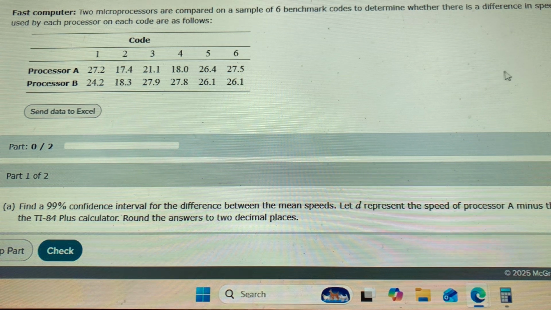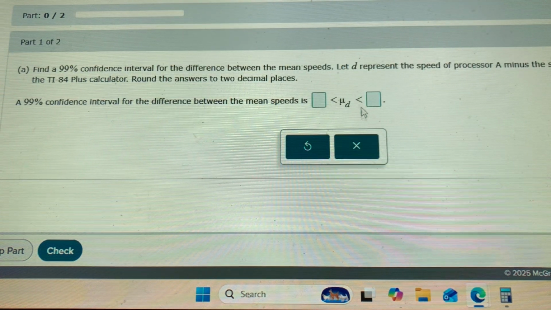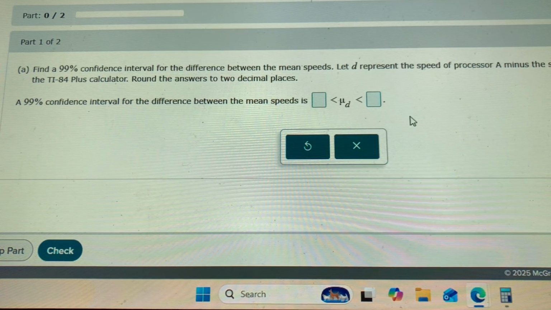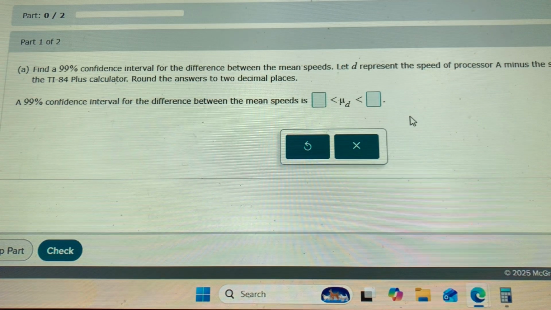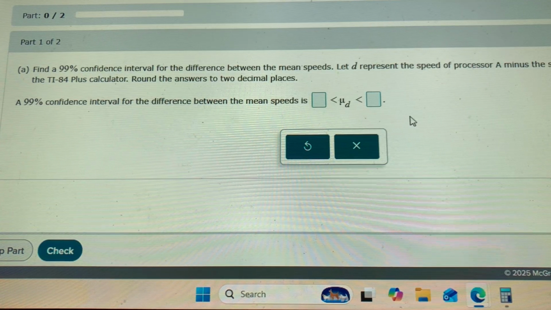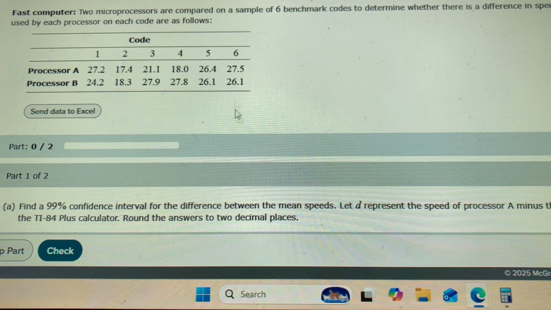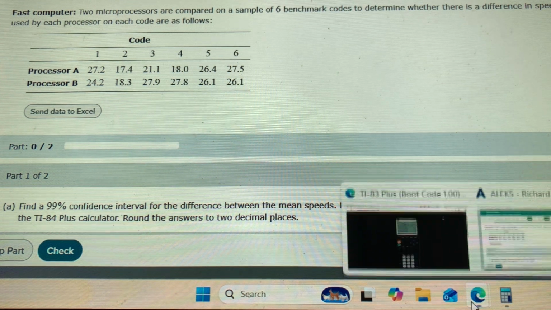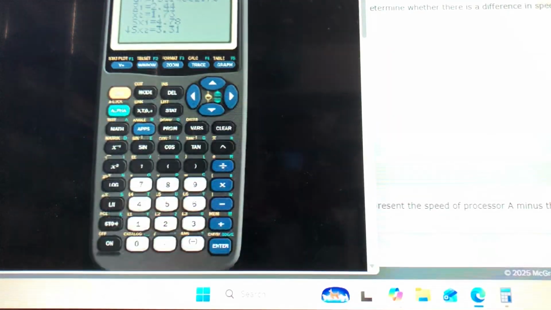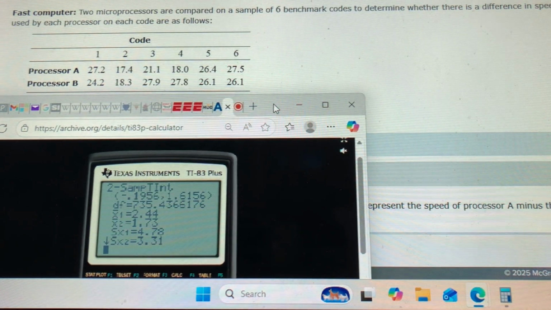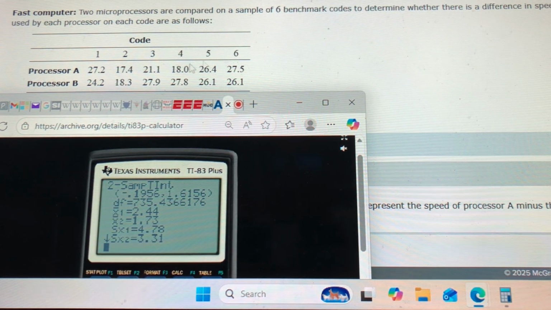Okay, so now the mean difference. Remember when we had before and after problems in chapter 9? We did before and afters for hypothesis testing. Now this is like before and after for a confidence interval. Two microprocessors are compared on a sample of 6 to determine whether there's a difference in speed. It's kind of like processor A is the before and processor B is the after. If you remember how we did those, you put the befores in L1 and the afters in L2.